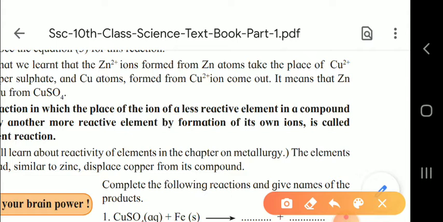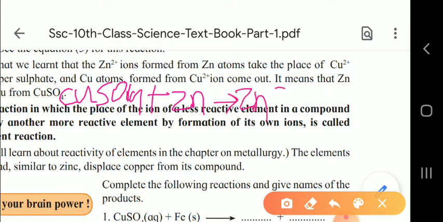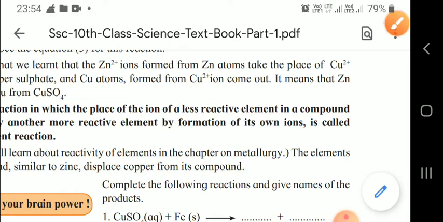So once again you see, CuSO4 plus Zn. This is in solid form. They will form ZnSO4, that is also aqueous, plus Cu, that is in the solid form. So this way we can see the reaction occurs.